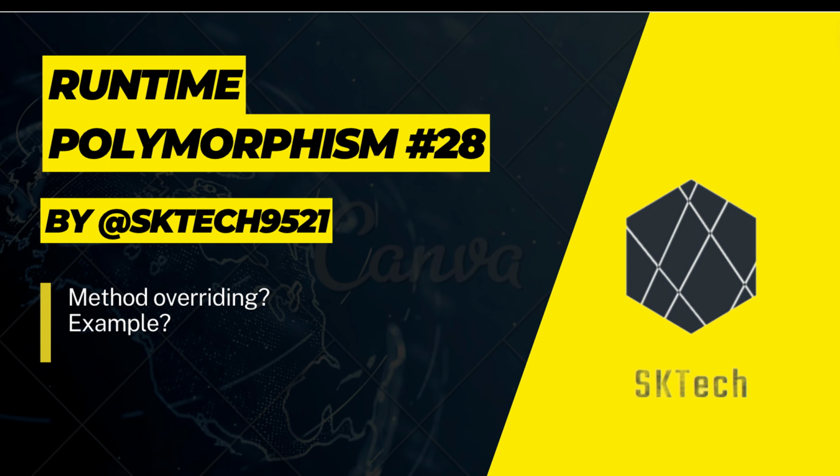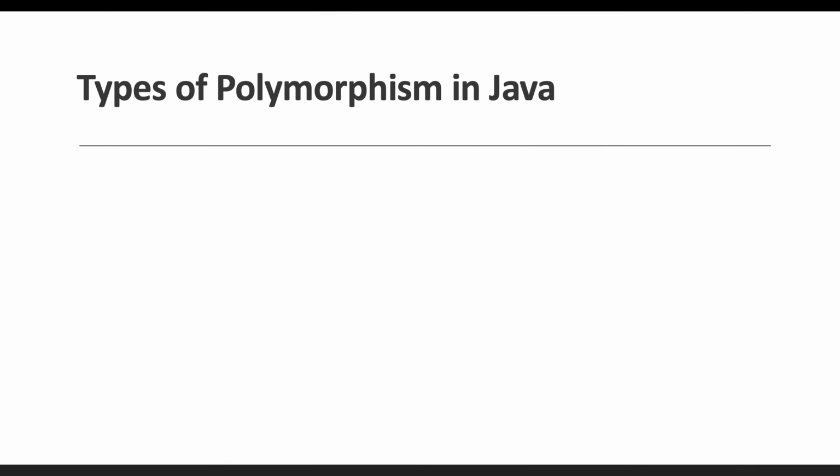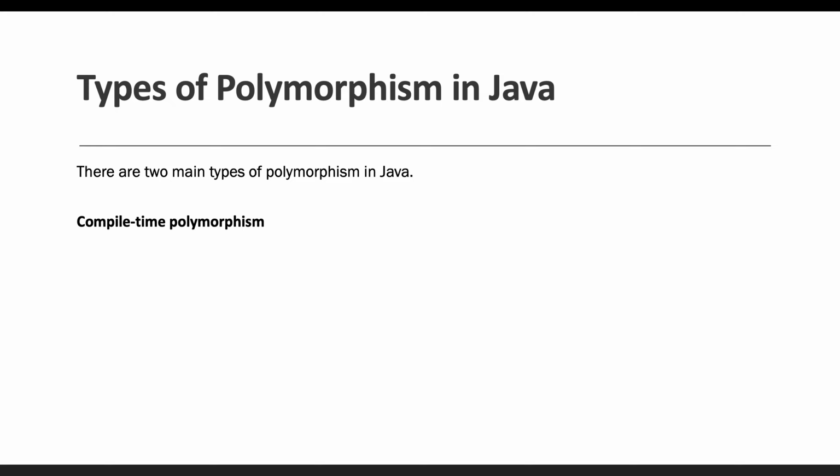In today's video, we are going to discuss runtime polymorphism. In our previous video, we have already seen there are two types of polymorphism available in Java. First is compile time polymorphism and second is runtime polymorphism. Today we are going to discuss runtime polymorphism, and we have already discussed compile time polymorphism, which I am going to share the video link in this description section.